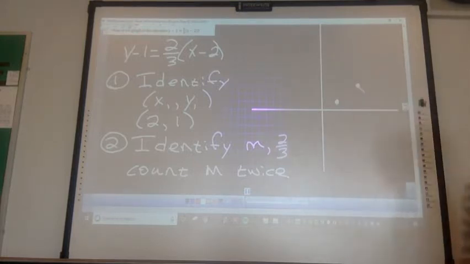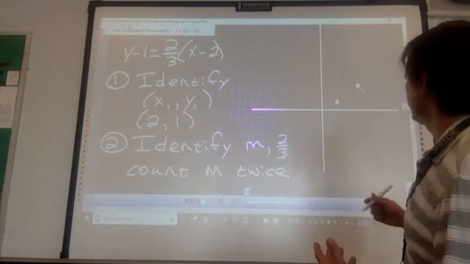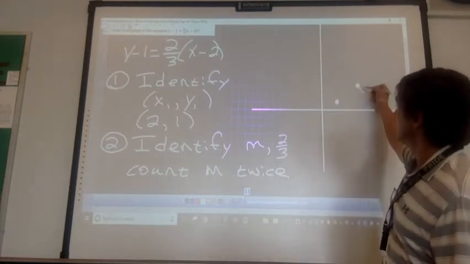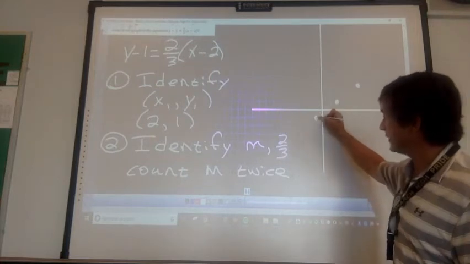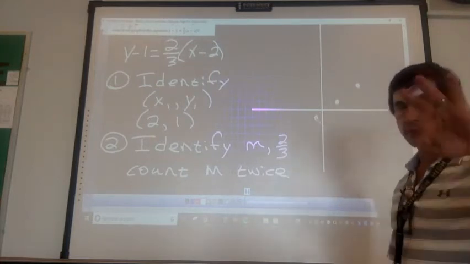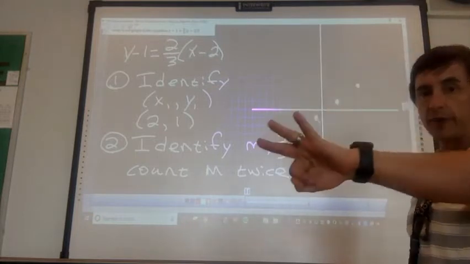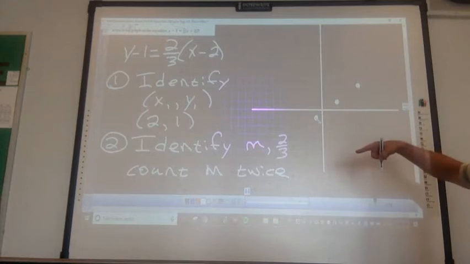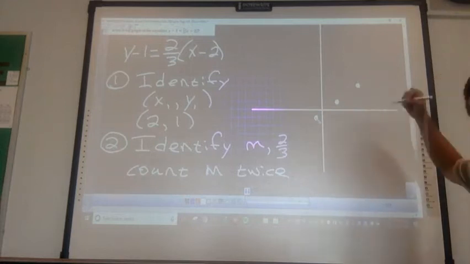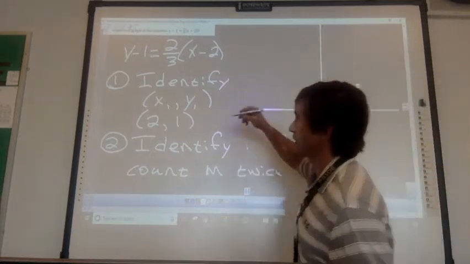Now sometimes when you graph these things, you run out of room. So I can also count down 2 and left 3. And I always want you to graph 3 ordered pairs, because if you count incorrectly one time, you'll see you have a crooked line, and it's just an easy way to double check.